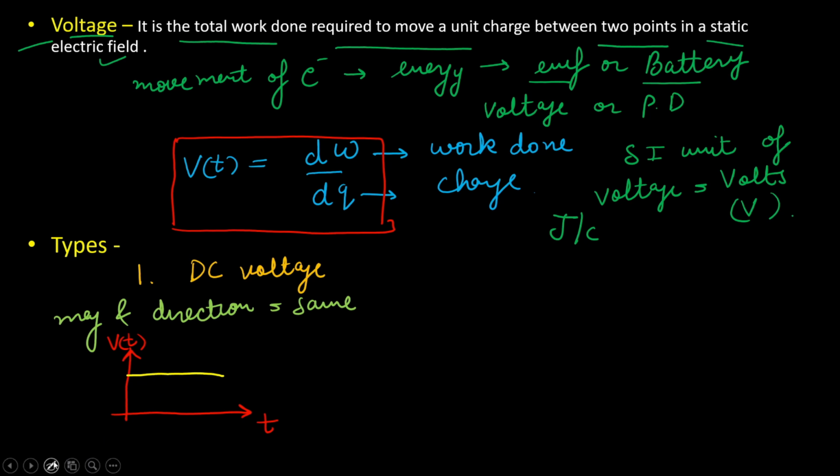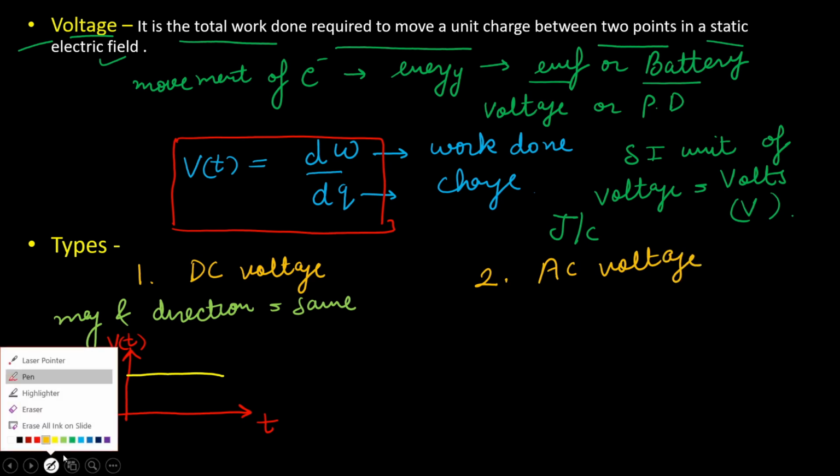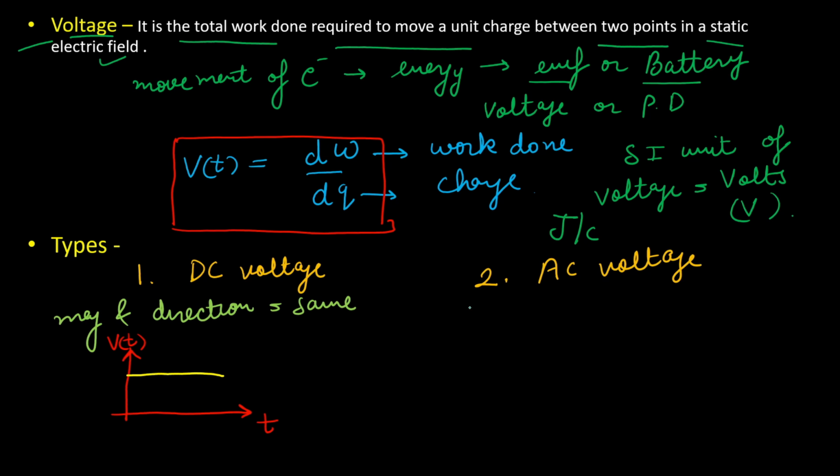The next one, the second type, is the AC voltage. As the name suggests, it is basically alternating in nature. So its magnitude and direction change continuously with time.